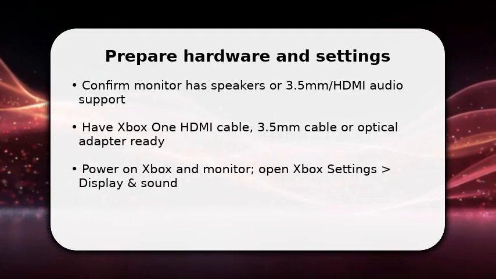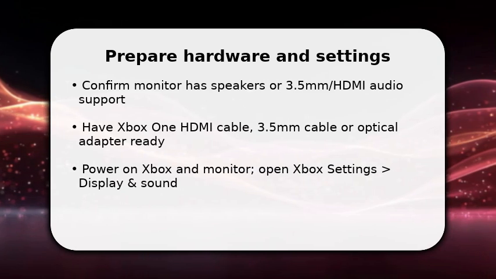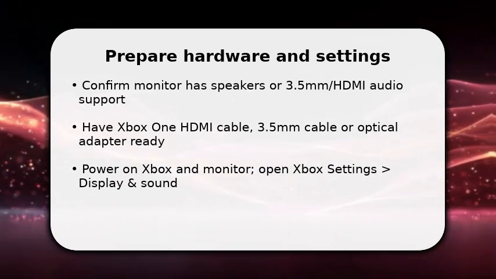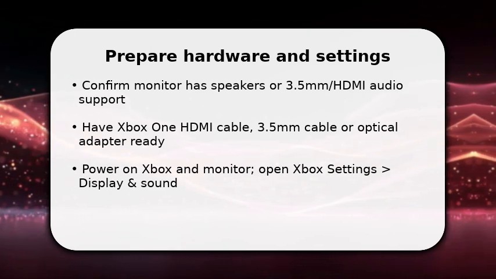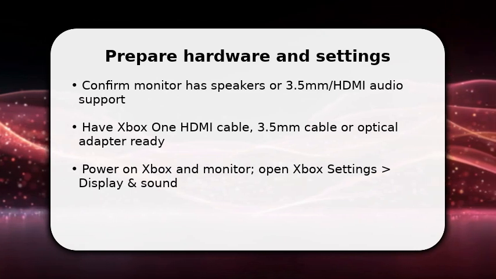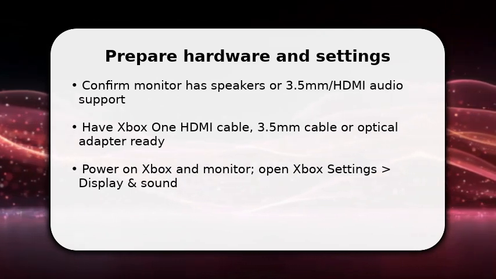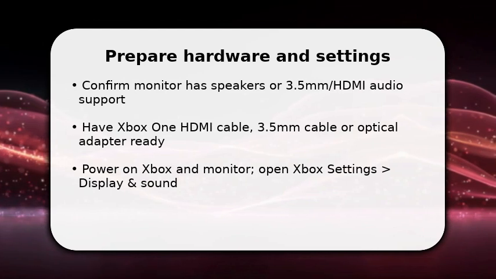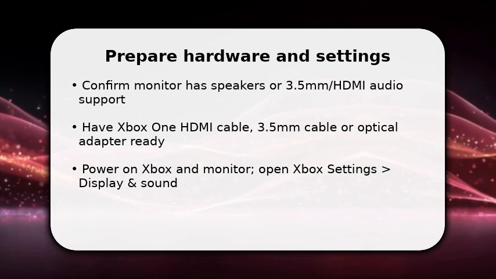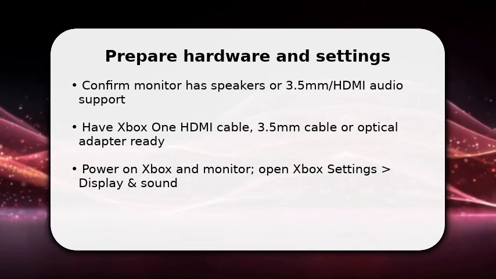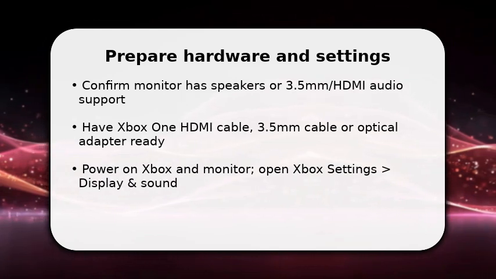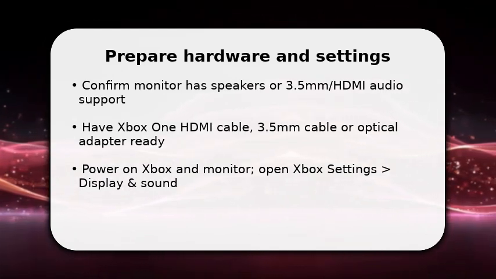You start by confirming the monitor actually supports audio output: built-in speakers, 3.5mm jack or HDMI audio. Once done, connect the HDMI cable from the Xbox One to the monitor. If using external speakers, plug the 3.5mm cable into the monitor or use an optical adapter to an A/V receiver. Open the Xbox settings, go to Display and Sound so you can choose the correct audio output. Doing this first prevents wasted troubleshooting later and establishes the signal path.